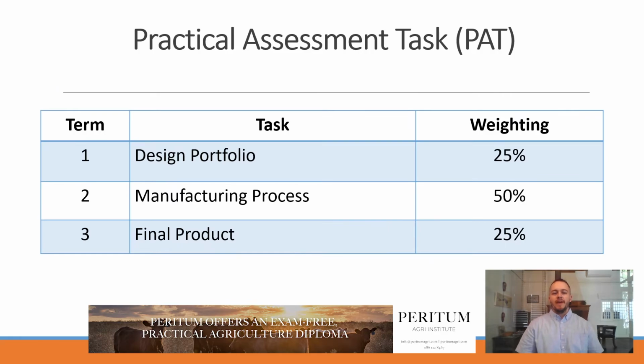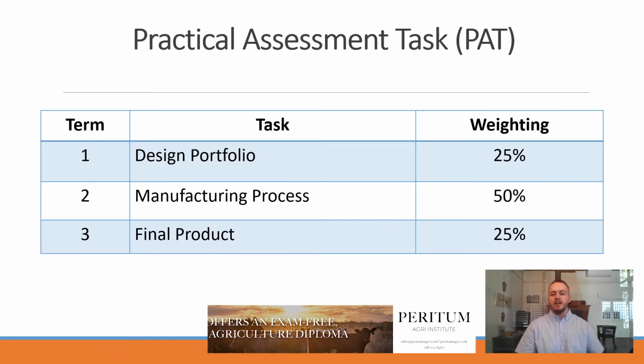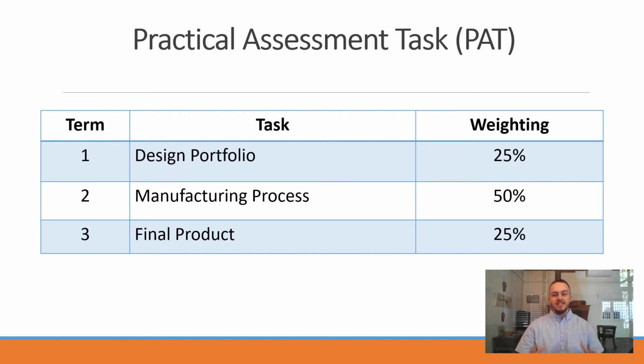So our PAT consists of 3 parts: the design portfolio, the thing that you have to make. That's the thing that your teacher will pester you for. It's where you do your drawings, where you tell me how much it will cost to make it and what you're going to build. You have to explain it.